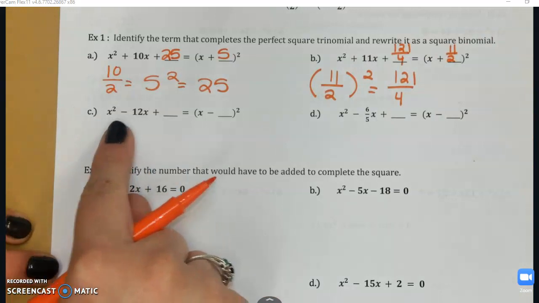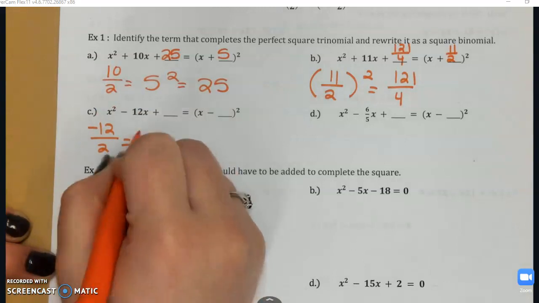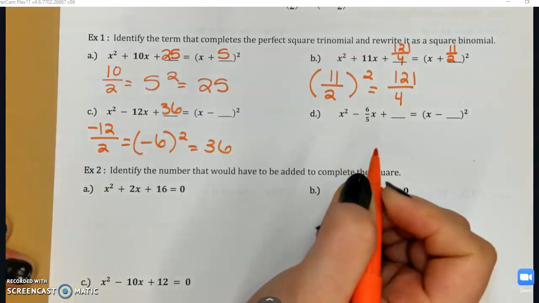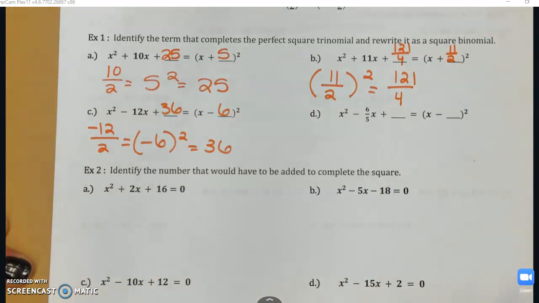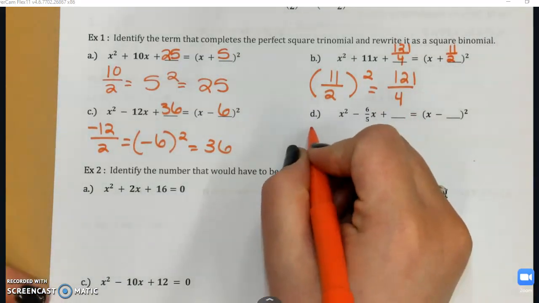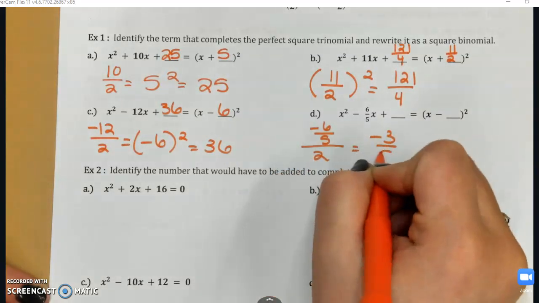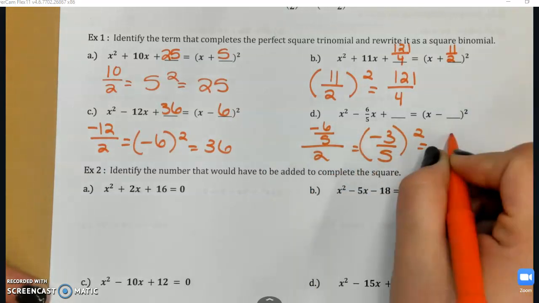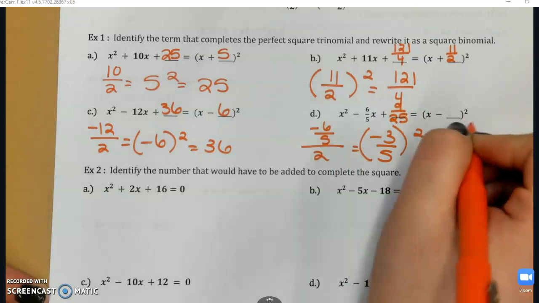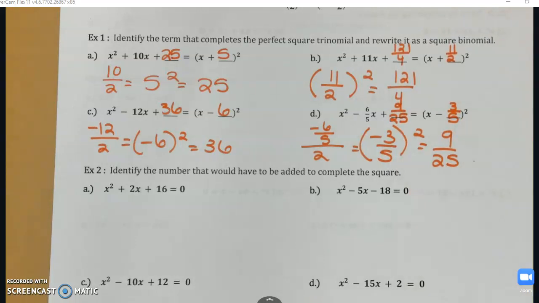Okay, again, my middle term on C is negative 12. Half of negative 12 is negative 6. If I square negative 6, I get 36. So that completes my square, and my squared binomial is x minus 6 squared. Last one for this set, I need to find half of negative 6 over 5. That is going to be negative 3 over 5. And if I square that, I get 9 over 25. So 9 over 25 is what completes my square, and I have x minus 3/5 as my squared binomial.